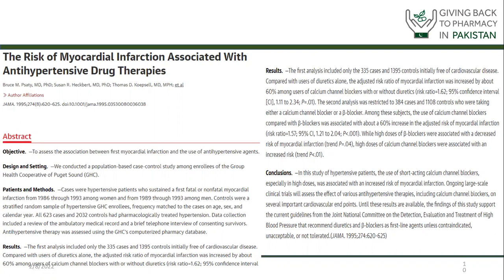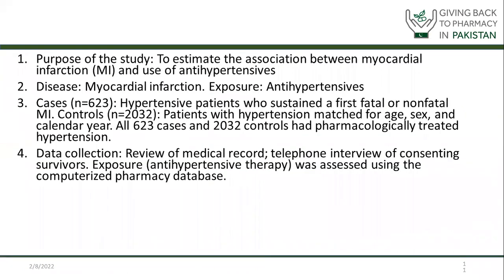Obviously we will take the people with myocardial infarction and without myocardial infarction, and go behind them. How many have used antihypertensives? How many haven't used antihypertensives? So this is the methodology. These are the results, and this is the conclusion we have to find out. So you can study this article in detail, because normally the exam questions are taken from these articles.